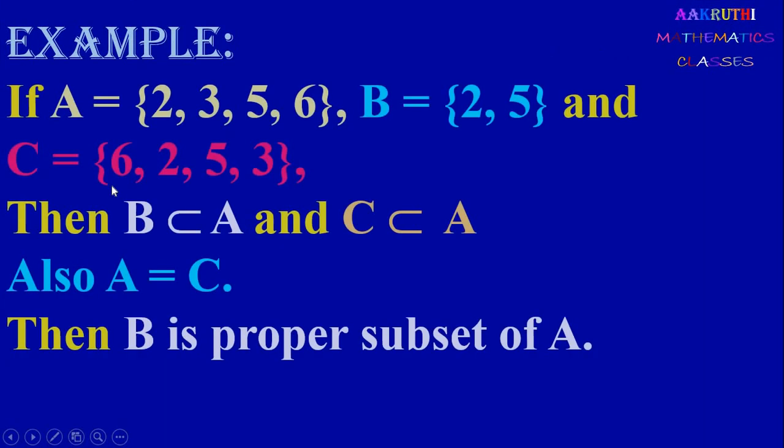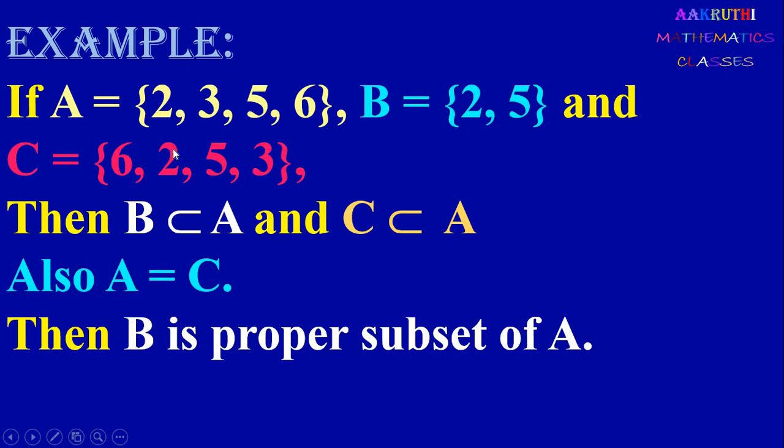So next we take an example. Consider A equal to {2, 3, 5, 6} and B equal to {2, 5} and C equal to {6, 2, 5, 3}. Now here B is a subset of A. B is the smaller set, A is the bigger set. All the elements of B are also present in A. So therefore we write B is a subset of A. And here C is also a subset of A. All the elements of C are also elements of A. Now here we have 6, 2, 5, 3. So therefore C is also a subset of A.